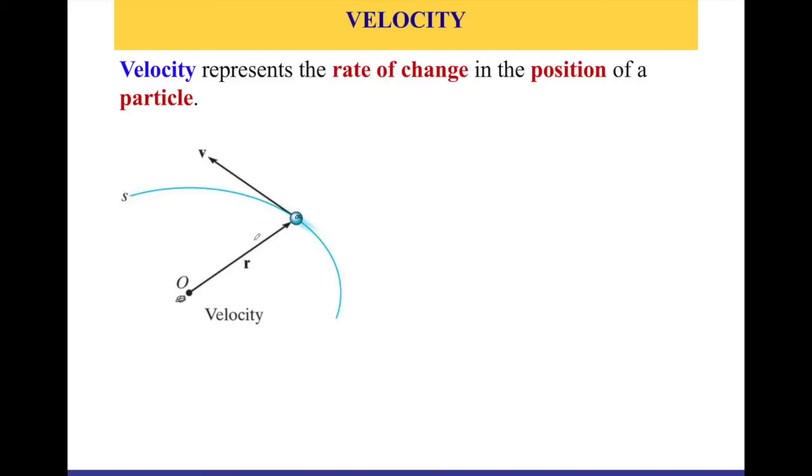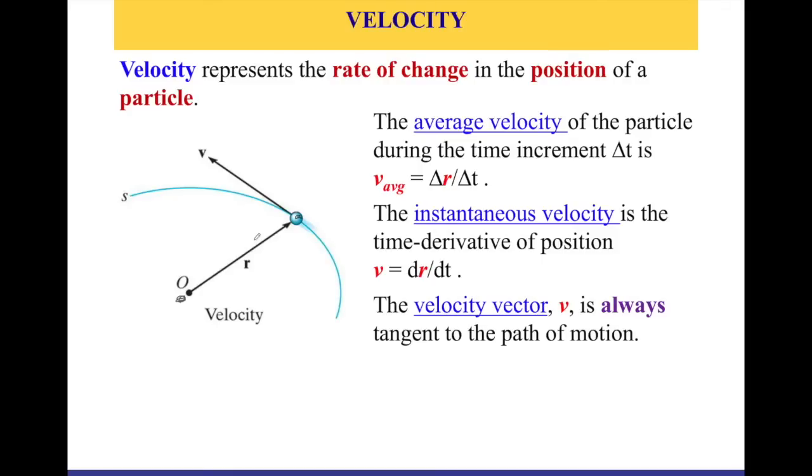To find the velocity, we have multiple definitions. We will look at the average velocity of the particle during the time increment of delta t, which is the change in r divided by delta t. Also, if we assume that delta t is very small, we can find the instantaneous velocity, which is the derivative dr over dt, assuming that r is a function of time.